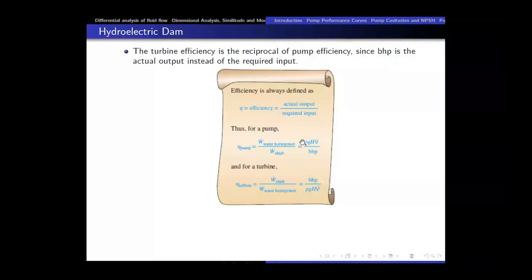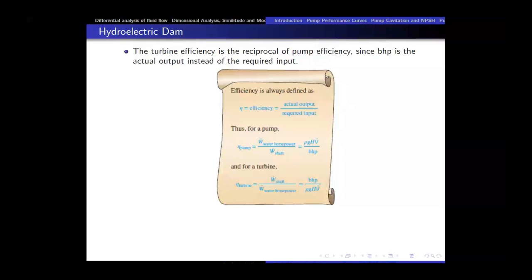As you also see in thermodynamics, when you define the isentropic efficiency, for the pump it is the ideal input work divided by the actual input work, and for the turbine it is the reverse.